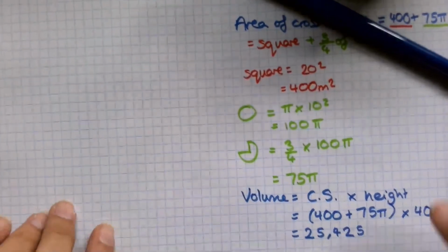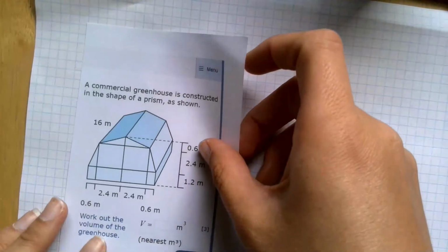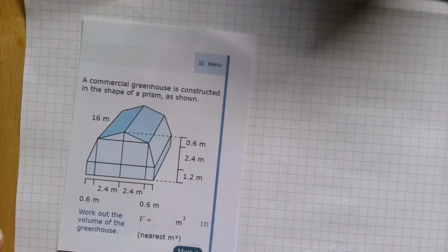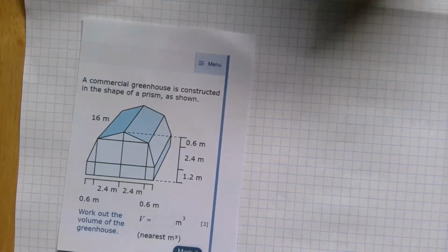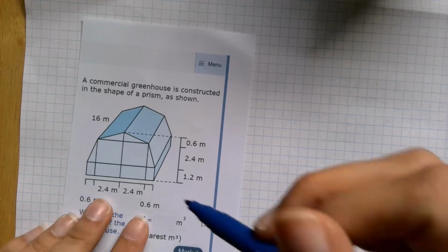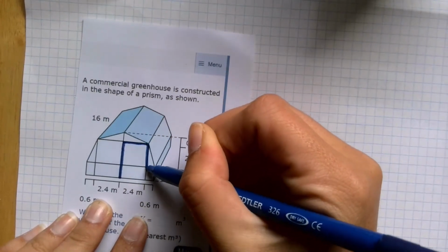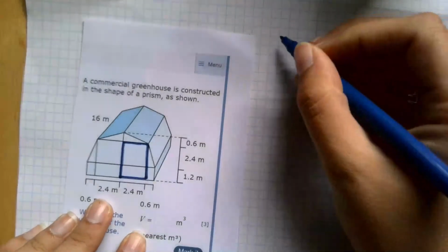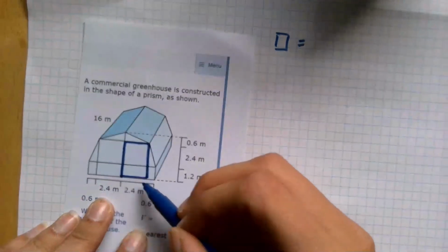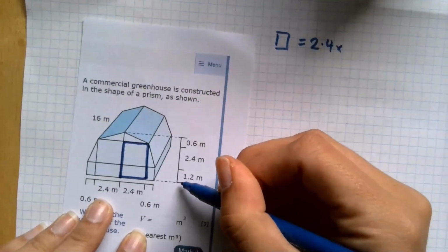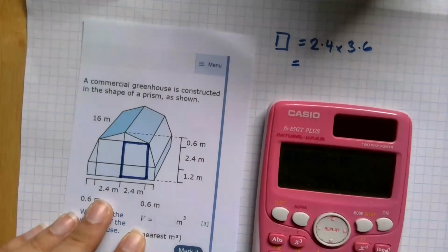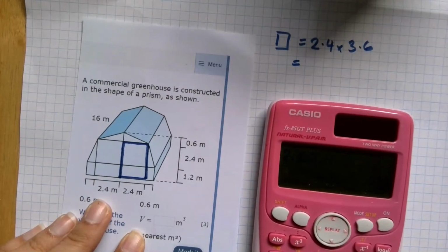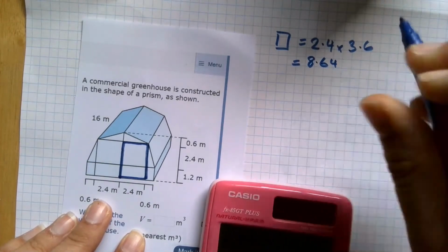Now the second question is a similar type, but we've got even more bits. Luckily, this greenhouse is symmetrical, so we only have to find one section and then we just double it. Okay, so I'm going to divide it into a couple of different parts. I'm going to have my blue rectangle. Okay, and my blue rectangle is 2.4 multiplied by all of that, which would be 3.6, giving me 8.64. Okay, so that's my blue bit.